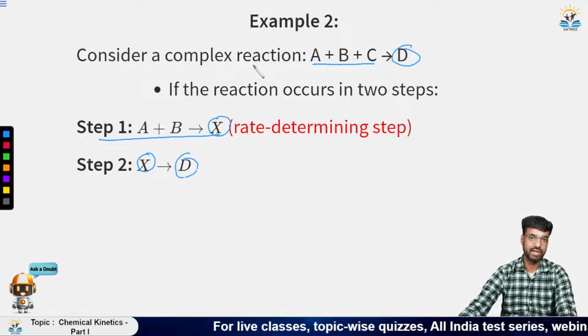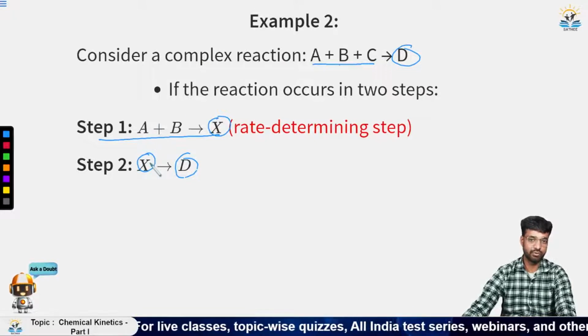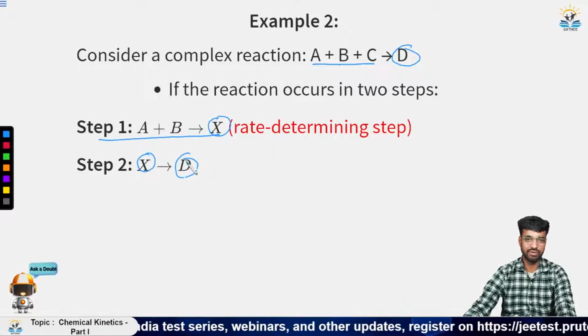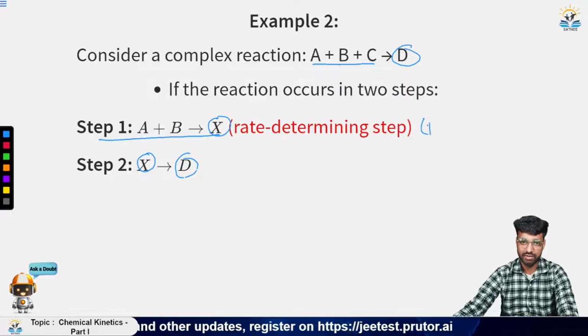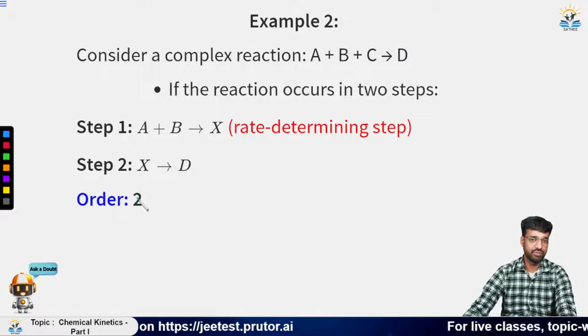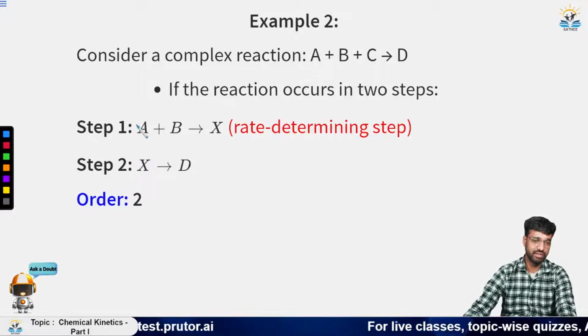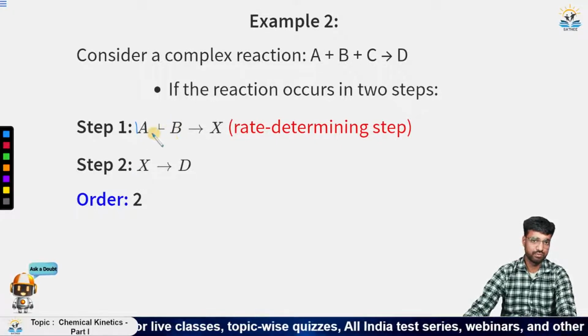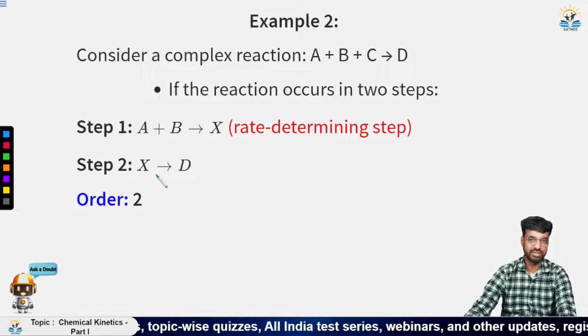So you should keep this in mind, that this reaction is given, that is A plus B plus C equals D, and it is a complex reaction. It is happening in 2 steps. The first step is that A is reacting with B to give X, and X transforms to D, and this first step is the RDS, or the rate determining step. Now suppose we have to calculate the order, so it will be simply the coefficient of these two added, because it is the RDS, we will take 1 plus 1, that is 2. Because nothing is written, we will take the coefficient as 1.